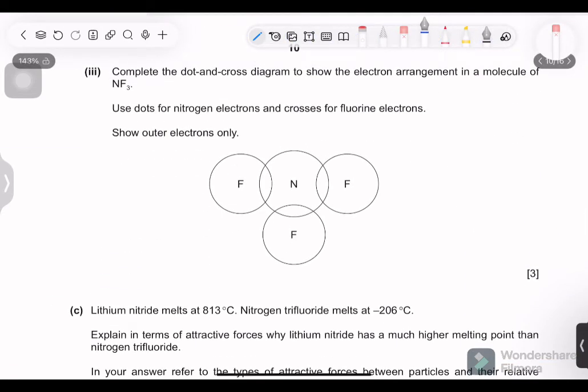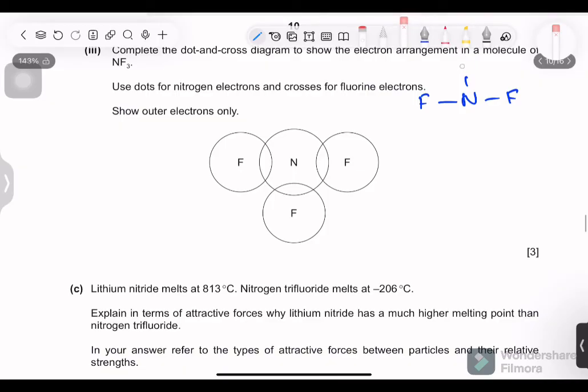Complete the dot and cross to show nitrogen trifluoride. So there will be three single bonds. Why? Because fluorine is in group 7, it only needs to share a pair of electrons, and nitrogen is in group 5, so it needs a total of three electron pairs, which is being fulfilled over here. So total five electrons, so one sharing with each fluorine and two remaining. As for fluorine, it should have a total of seven electrons. So one, two, three, four, five, six, and one shared for each fluorine.